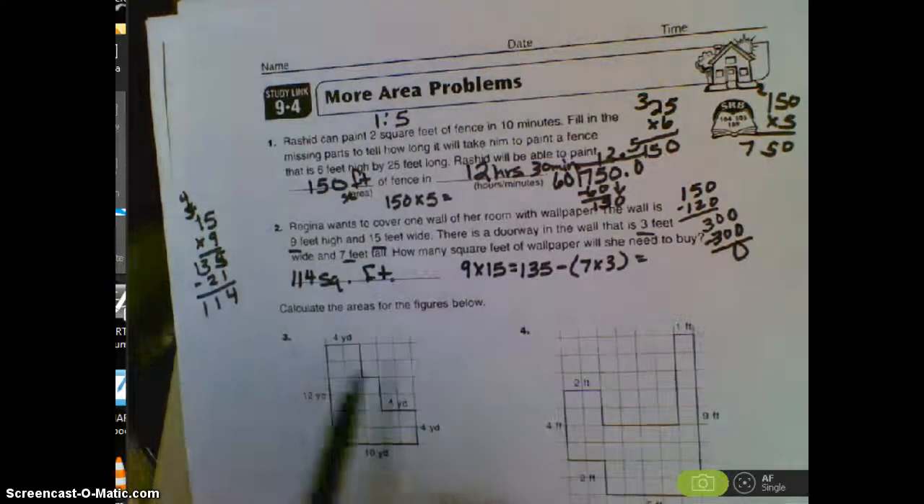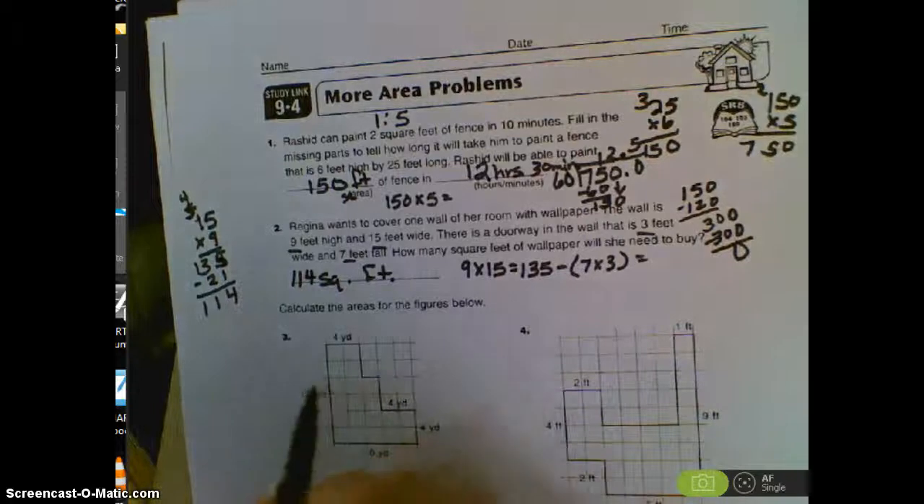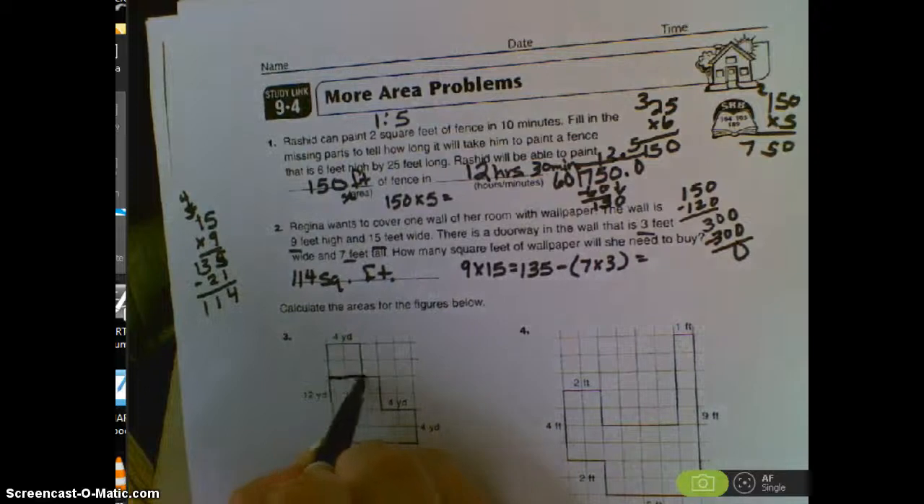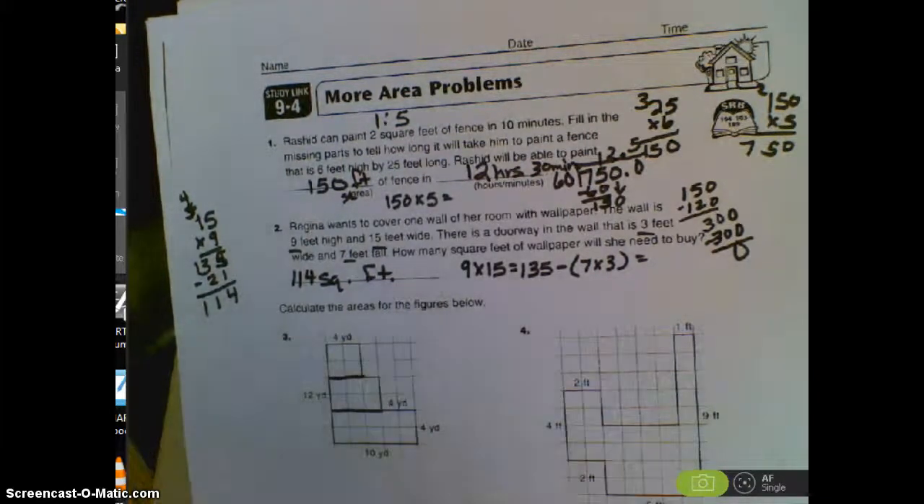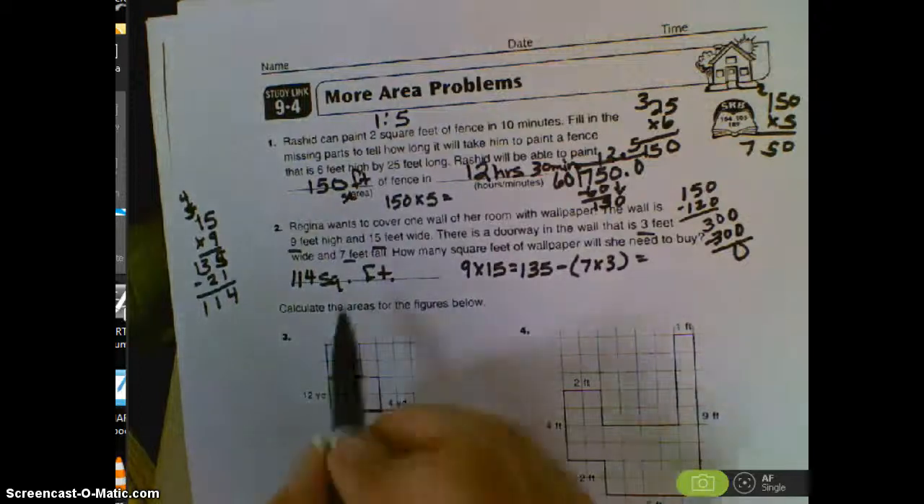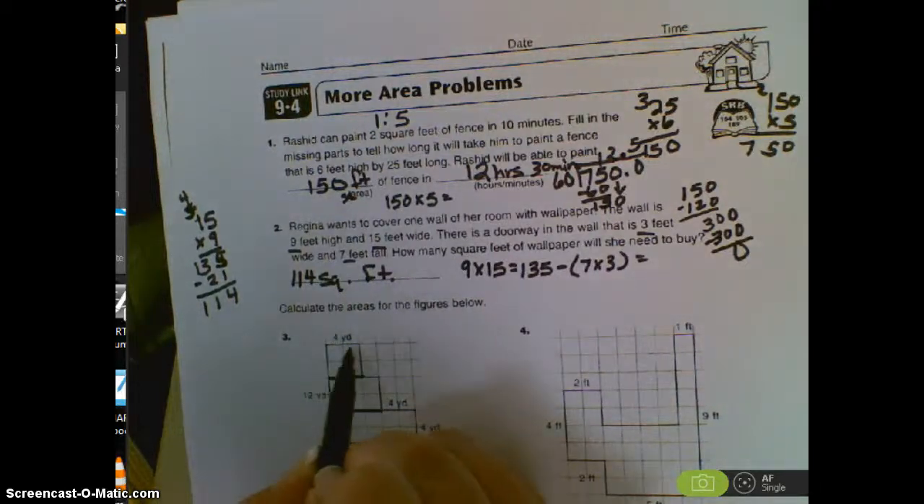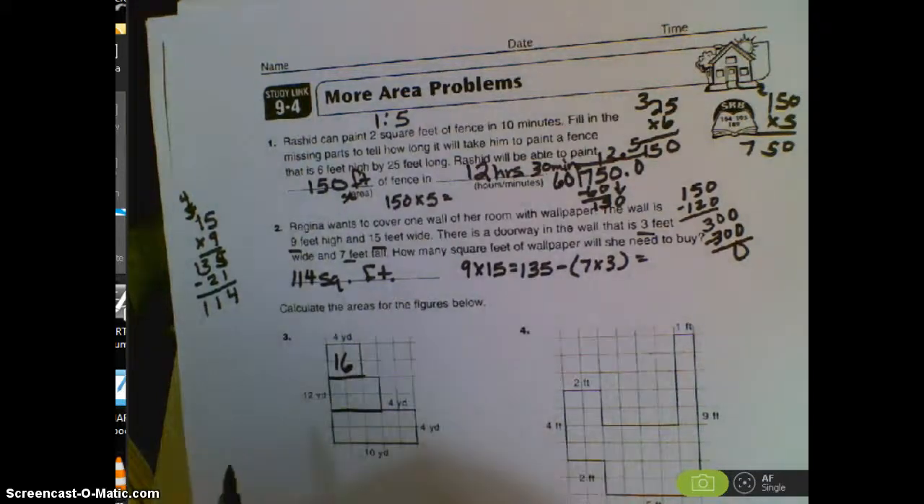Alright. This is the part I really need my students to work on. It's calculating area of irregular shapes. So we're going to start out by breaking it into smaller pieces. We'll find the area of each piece and then we'll add them up. So if this is a square, it looks like this is 4 yards here. This must be 4 yards here as well. 4 times 4 is 16. We'll find that spot right there.